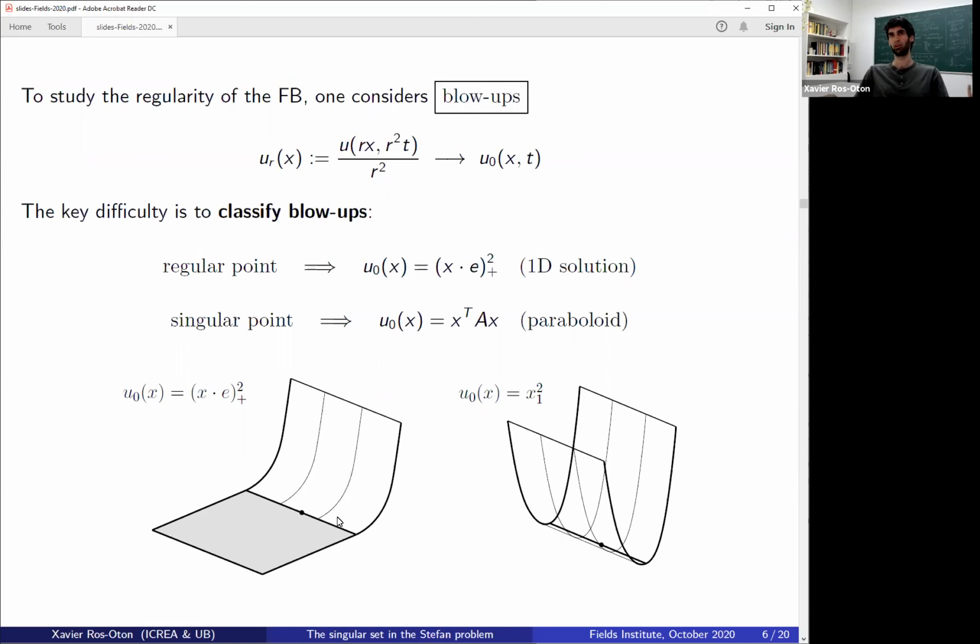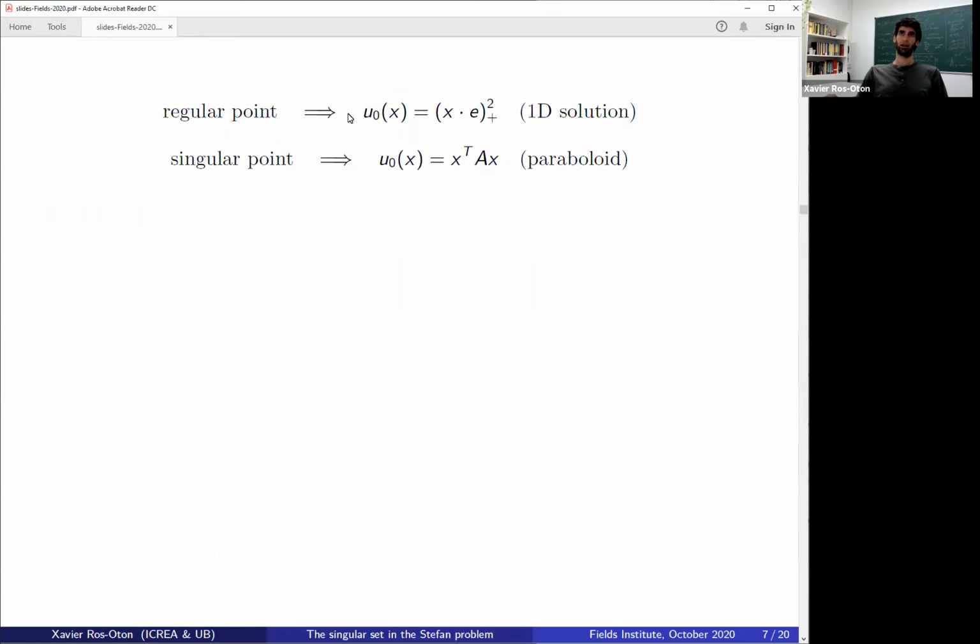This is what we want to prove, but in the reverse mode. You do this blow-up, and then you want to prove the regularity of the free boundary in this case. What Caffarelli did was to prove that either you get the 1D solution, or you get these paraboloids, which are the ones you expect for singular points. So there are only these two options: either a half space solution, a 1D solution, or these paraboloids that we encounter at singular points.